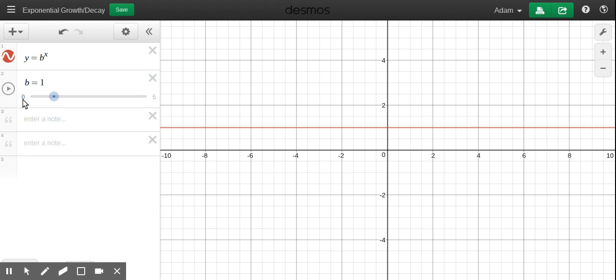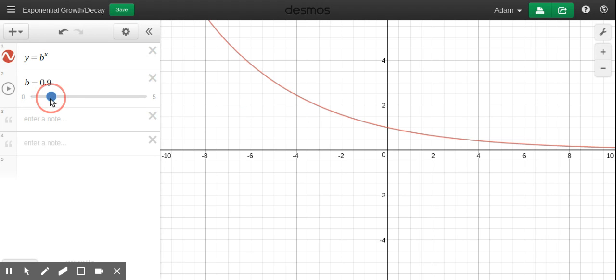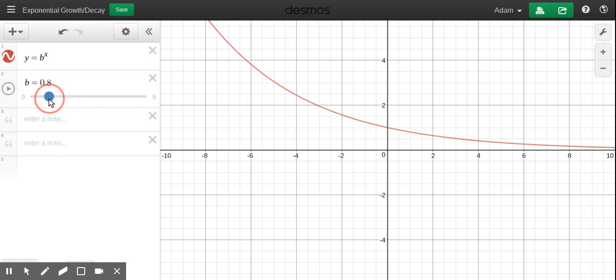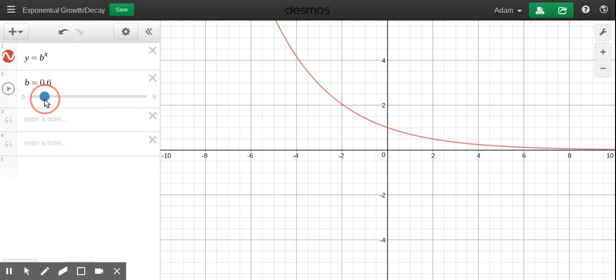Notice my slider only goes as low as 0. Here we're at 0.9, 9/10. And as we read left to right, it decreases this time. As I get closer to 0, just like the other side, it becomes steeper, but this time on the left side. 0 won't exist at all.